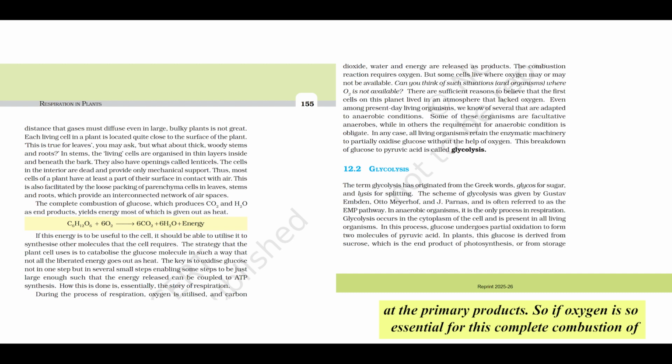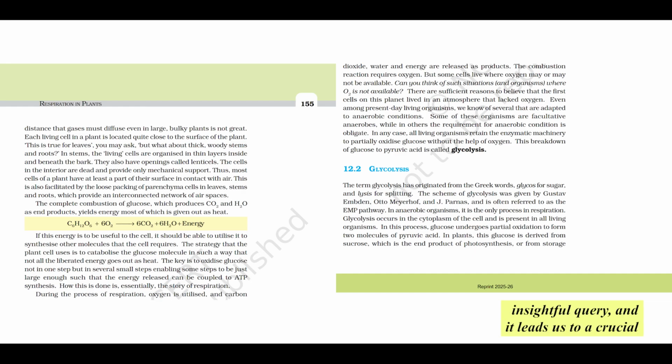So if oxygen is so essential for this complete combustion of glucose, what happens if it's simply not available? Are there organisms or specific situations where respiration has to occur without oxygen? Does the whole energy production just grind to a halt then? That's a very insightful query, and it leads us to a crucial distinction in the world of cellular respiration. No, energy production doesn't necessarily grind to a complete halt. Instead, the cell employs a brilliant workaround.